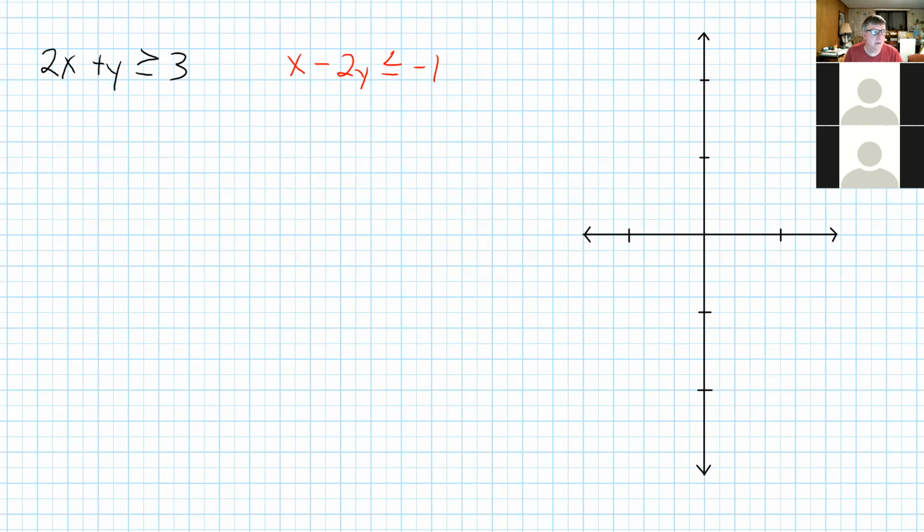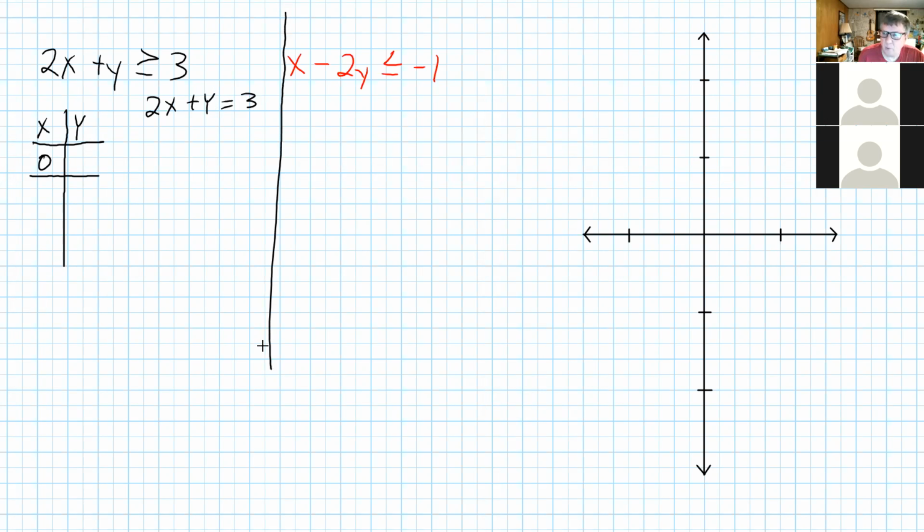So let's go back here and let's take a look at the black inequality. I'm going to find 2 ordered pairs. I think I'll let x equal 0. I'm going to consider the equation 2x plus y equals 3, so I'm going to find my points using the equals part. If x is 0, 2 times 0 plus y equals 3, 0 plus y equals 3, y equals 3. So 0, 3 is a point on the line 2x plus y equals 3.